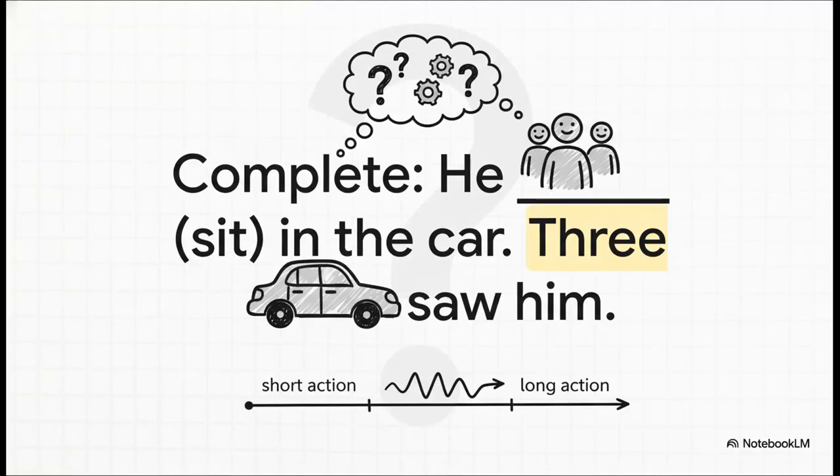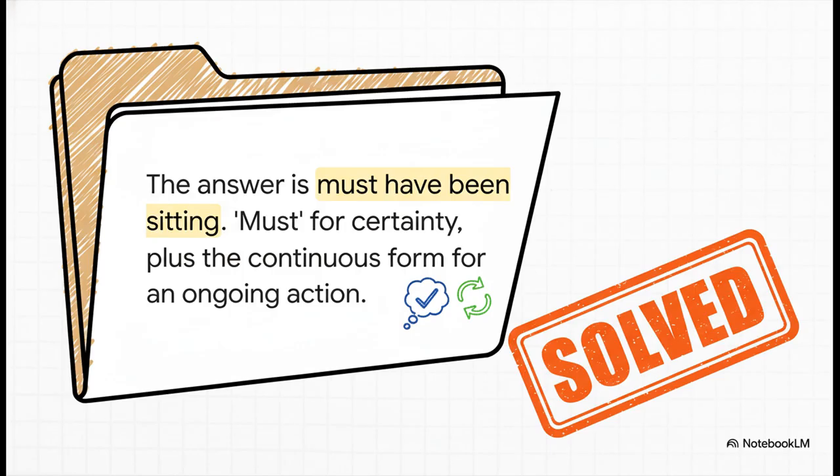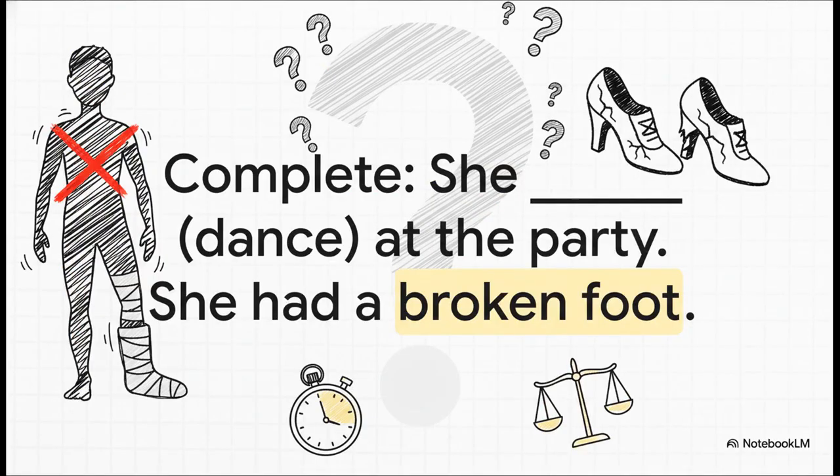Okay, here's your first case. The verb is sit. Your main clue is 3 people saw him. So, what do you think? Are we certain here? And is sitting a long action or a short one? I'll give you a second. And the correct deduction is must have been sitting. Why? Well, 3 people saw him is pretty strong evidence, so we use must for certainty. And since sitting is an ongoing action, we need that continuous form, have been sitting. Case closed.